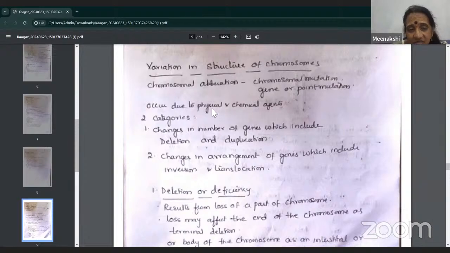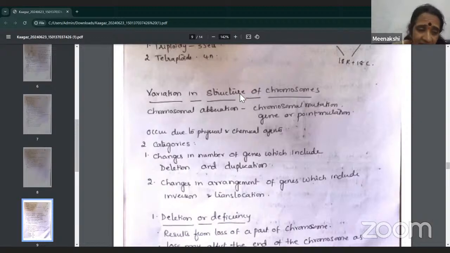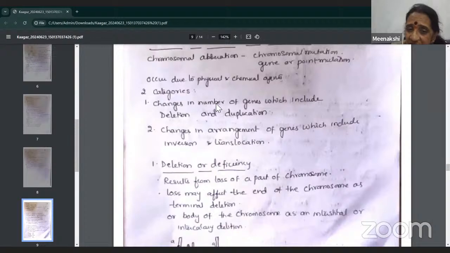This can occur because of changes brought about by physical and chemical agents. Now, structural changes can be taken into two categories. One is changes in the number of genes, which include deletion and duplication, that is removal and duplication. The other is where there won't be any deletion or duplication, but there will be rearrangement of the genes. It can be inversion or translocation. The gene sequence can be inverted, or transferred from one homologous chromosome to another homologous chromosome, or to a heterologous chromosomal structure.